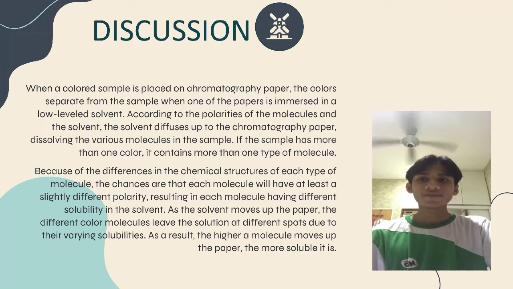Because of the differences in the chemical structures of each type of molecule, the chances are that each molecule will have at least a slightly different polarity, resulting in each molecule having different solubility in the solvent. As the solvent moves up the paper, the different color molecules leave the solution at different spots due to their varying solubilities, and as a result, the higher a molecule moves up the paper, the more soluble it is.